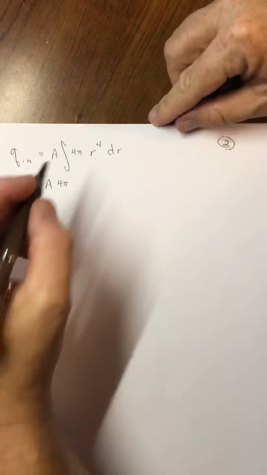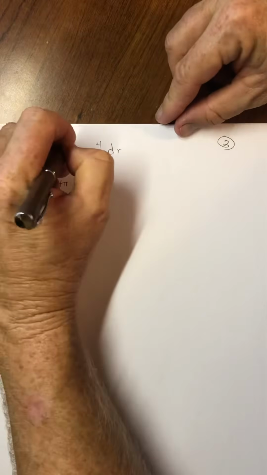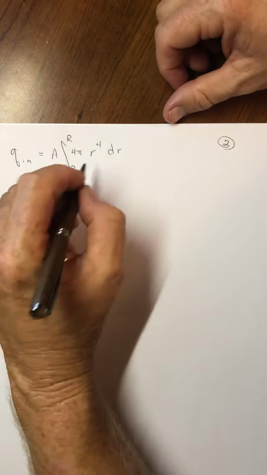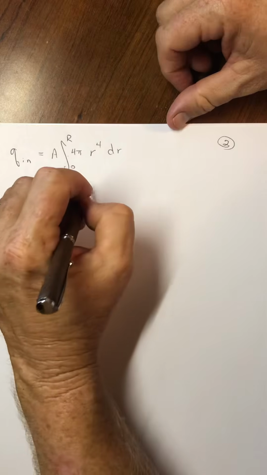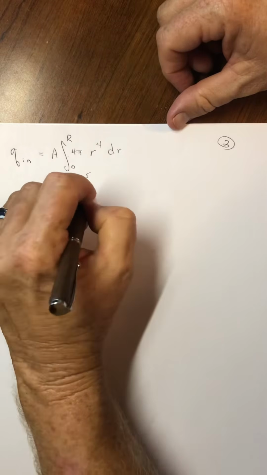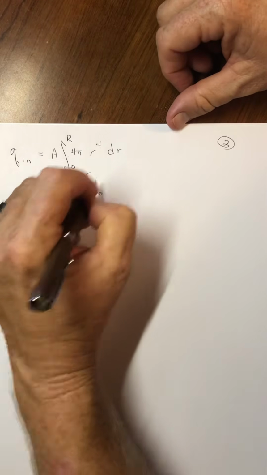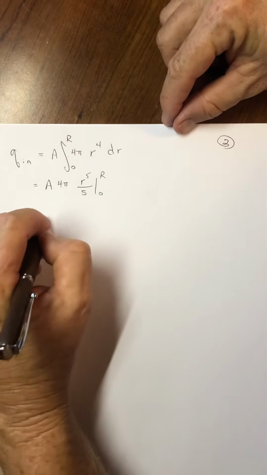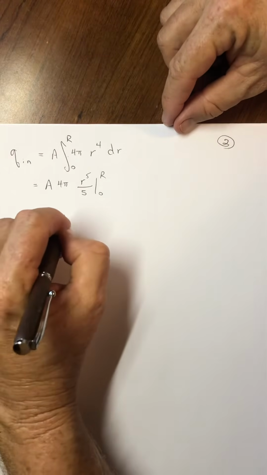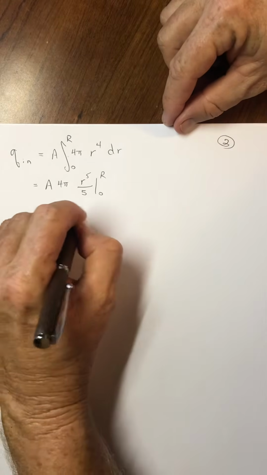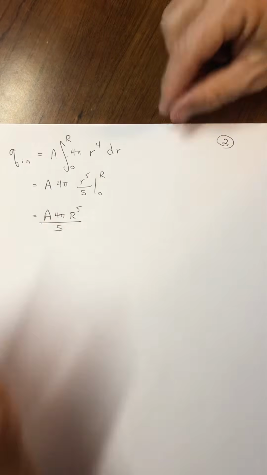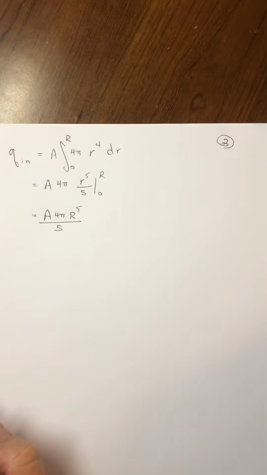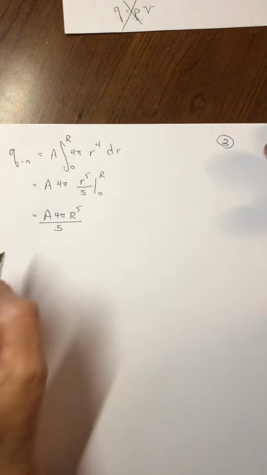And so we need to set up the bounds of our integral as 0 to capital R. So when we integrate this and get r to the 5th over 5, it's evaluated from 0 to capital R. And so we get a 4 pi capital R to the 5th over 5. And so now we can come back to our earlier equation.